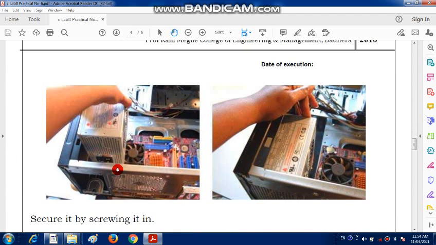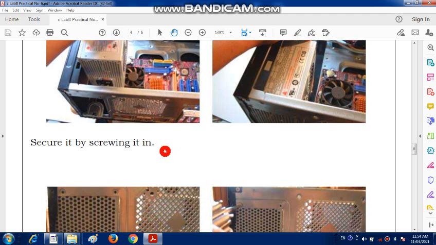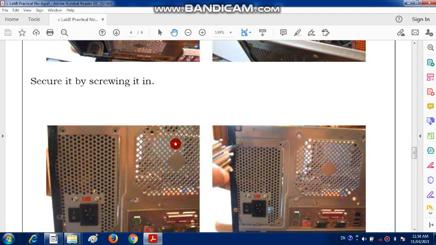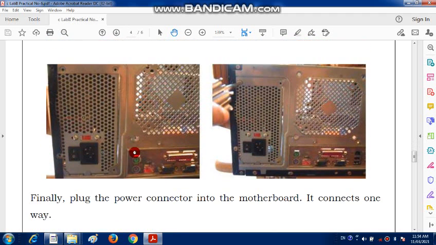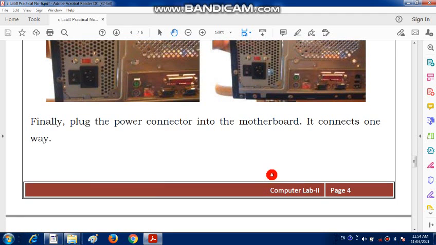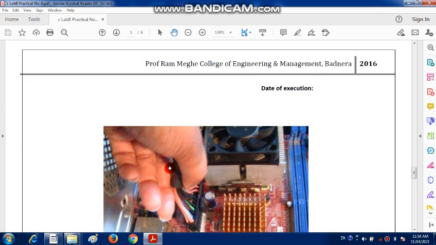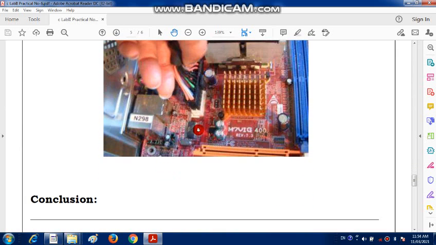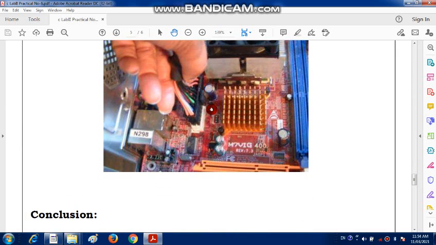Align the screw holes here. Secure each hole. After aligning the screw holes, it looks like this. Finally, connect the power connectors into the motherboard, and connect them one way. And in the end, all the power cables that are given are connected one by one, and through the CPU we are connecting the power supply. In this way we can assemble or connect the power supply by using power supply protection.